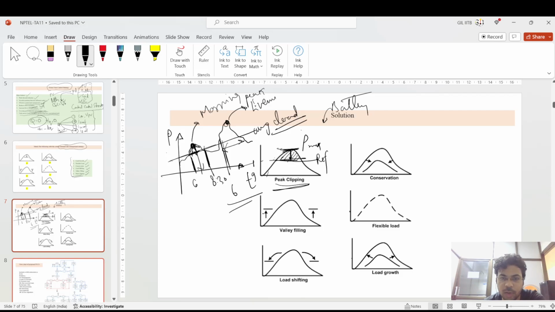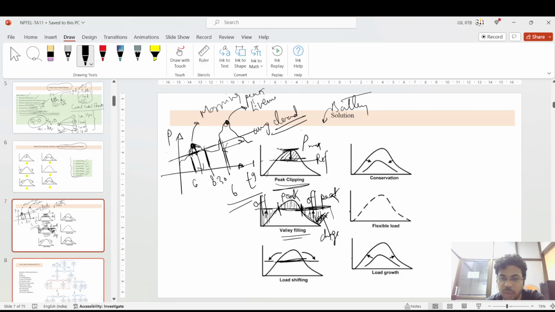The second is valley filling. Suppose these are the two durations: this is your peak duration, and this other is the off peak duration. What is happening is that you are not utilizing the extra power during the off peak hours, but you are utilizing extra during the peak hours. What is important is that you should increase the load during the off peak hours. Suppose you have a battery, you can charge it so that the load in the off peak hours increases, and in the peak hours you can discharge that battery. This is valley filling.